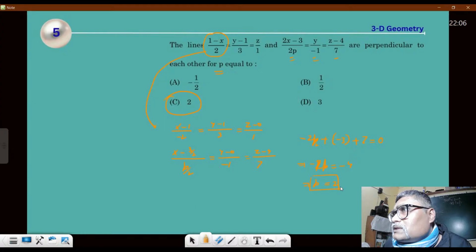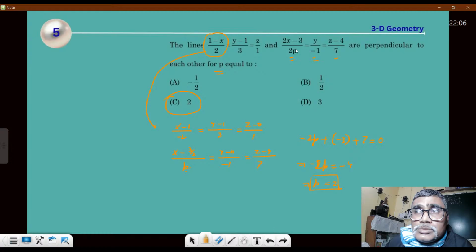Where did I make the mistake? I have made a mistake. I think 3 by 2, 3 by 2. Oh, it's okay. Sorry, earlier only I was correct. It's okay, I made it. It is 2P, so it becomes P.